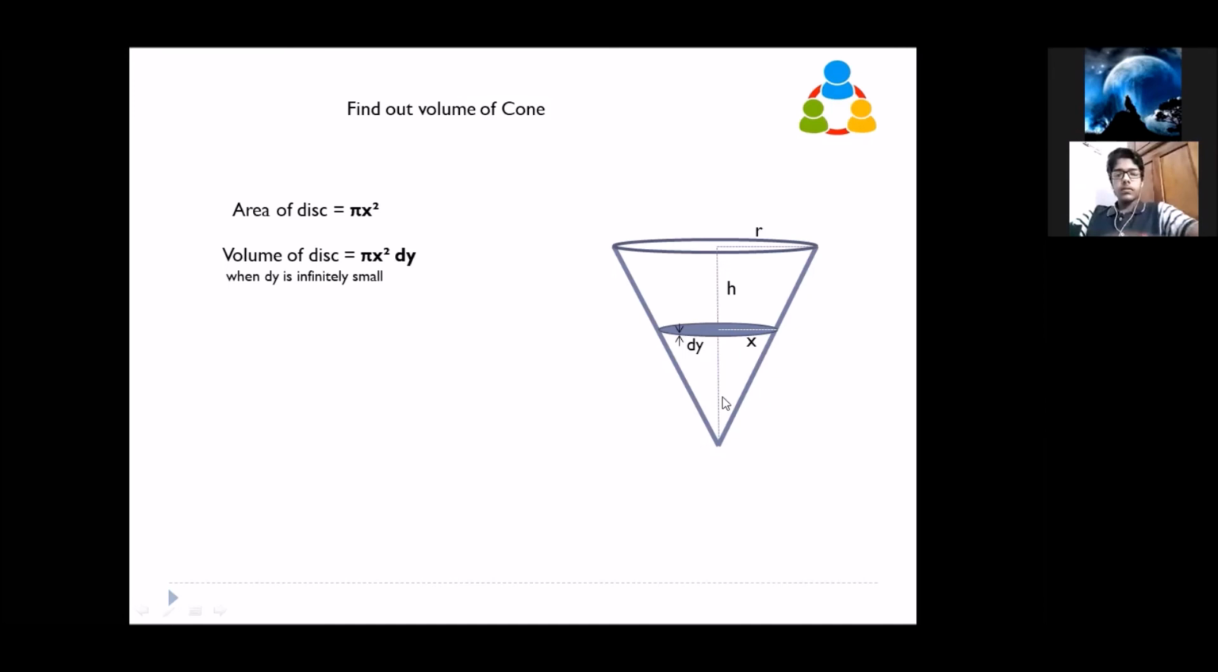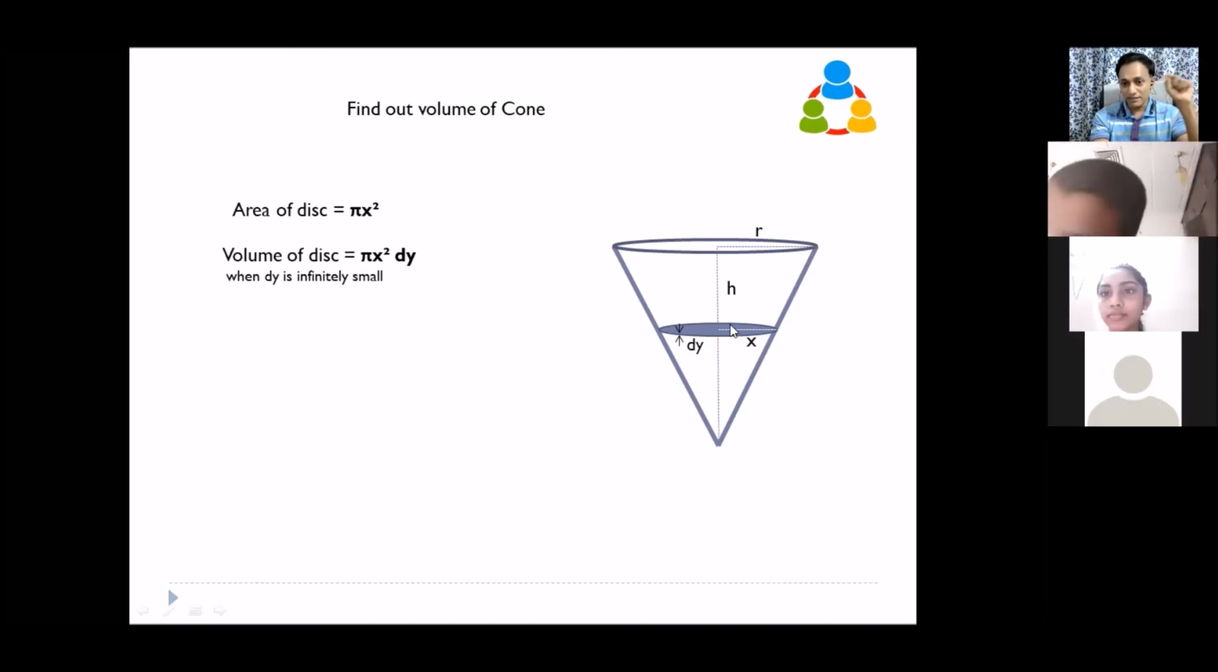Okay. So now I told this is pi x square into dy, when this dy is infinitely small. Very, very small. Now, what are we saying? The number of discs previously used to be h. Now it can't be h because this is not 1 centimeter. So the number of discs is an infinite number, say n. Right? So the total volume of the cone is the sum of the volumes of all such discs, some n number of discs.